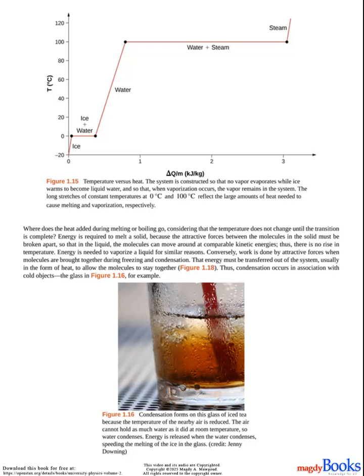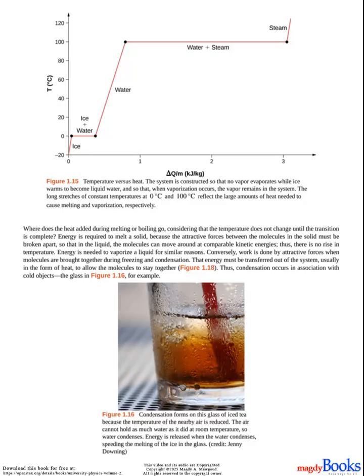The system is constructed so that no vapor evaporates while ice warms to become liquid water, and so that, when vaporization occurs, the vapor remains in the system. The long stretches of constant temperatures at 0 degrees Celsius and 100 degrees Celsius reflect the large amounts of heat needed to cause melting and vaporization, respectively.